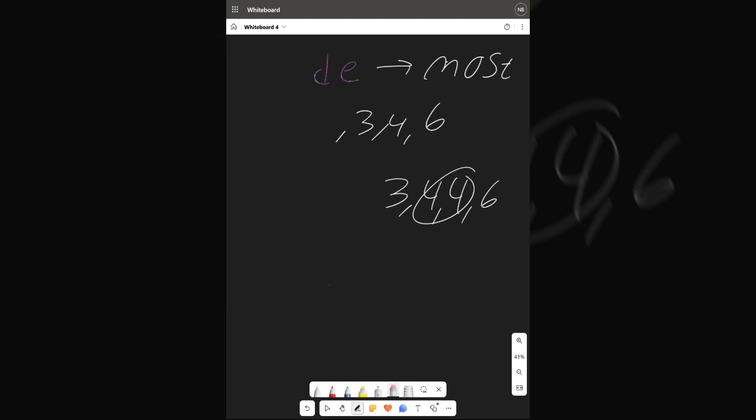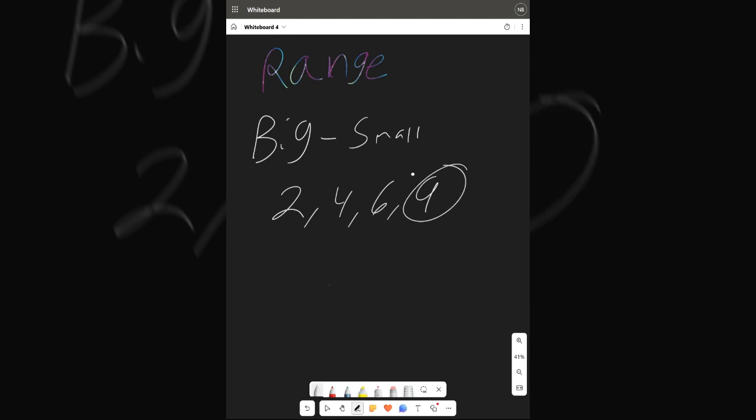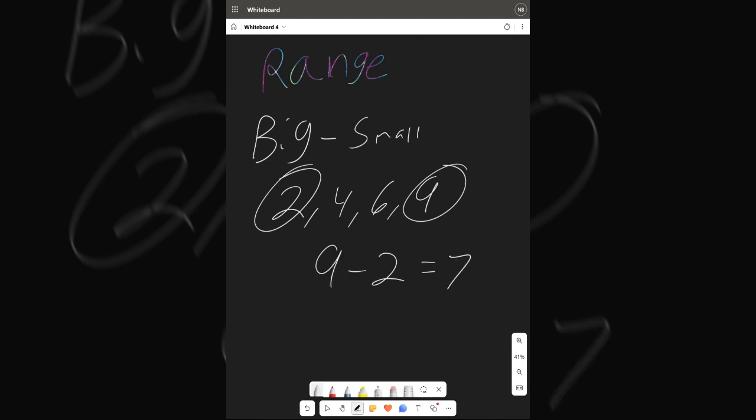And finally, the easiest one. The easiest one is range. For range, take your biggest number minus your smallest number. So taking a similar data set that we've been using, 2, 4, 6, 9, something like that. Take the big number minus small number. 9 minus 2. Done. 7. Easy. Easiest one of all.